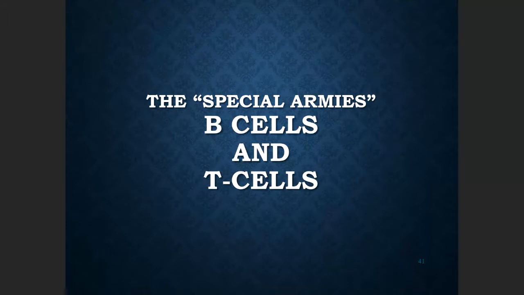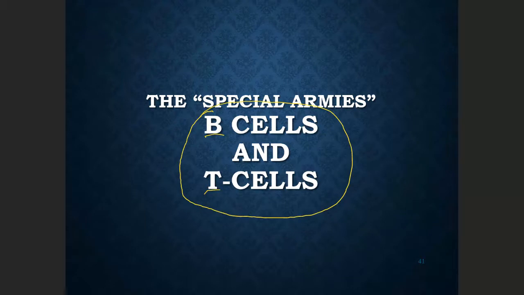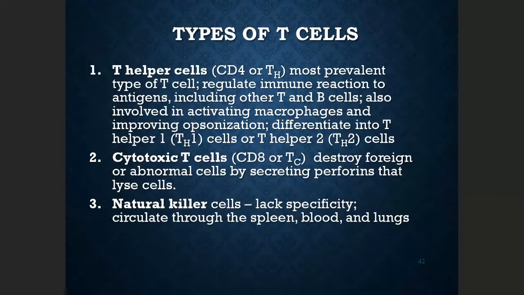Now for the specific immunity, again, this is the third line of defense. They are specially done by the special army, which is the B cell and the T cell. Okay? So there are several types of T cell actually. The first one is called the T helper, TH. Sometimes it's also known as a CD4. So they are developed from CD4 into T helper.